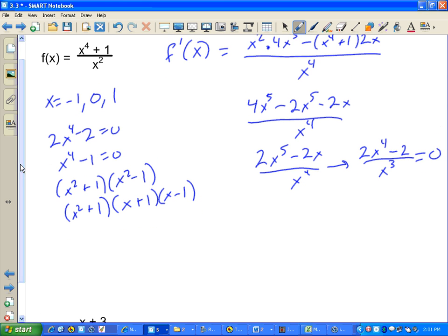Now I need to determine if they're relative mins or relative maxes. So -1, okay, I'm going to put in a number that's left of -1 to see if my slope is increasing or decreasing. Okay, I'm putting it into my first derivative, which I'll rewrite over here.